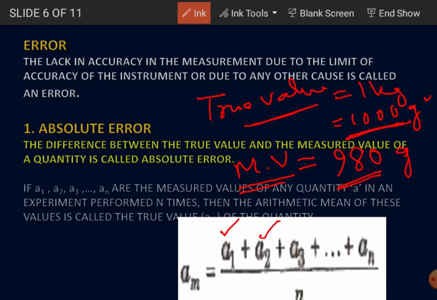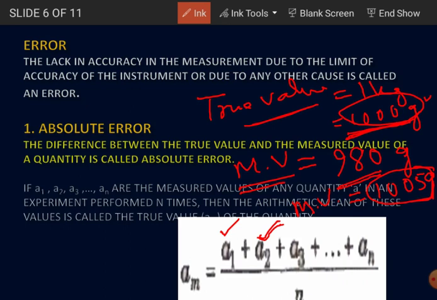For the second measurement, if you ask another person, or if you measure it again, then in the second measurement the measured value, let's say, comes out to be 1005 gram. Then the absolute error for the second measurement will be the difference between the true value and the measured value in the second measurement.